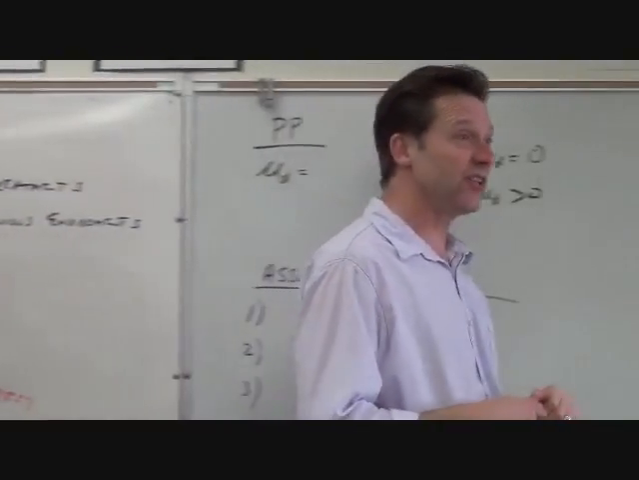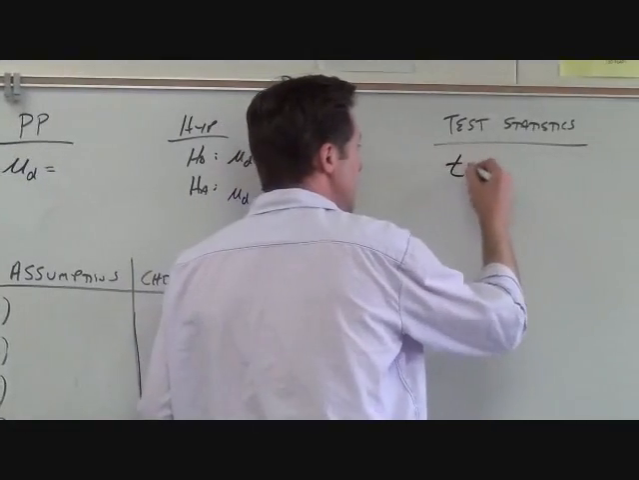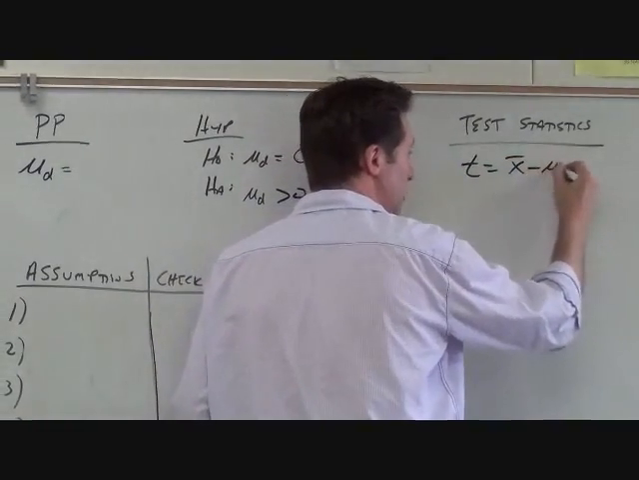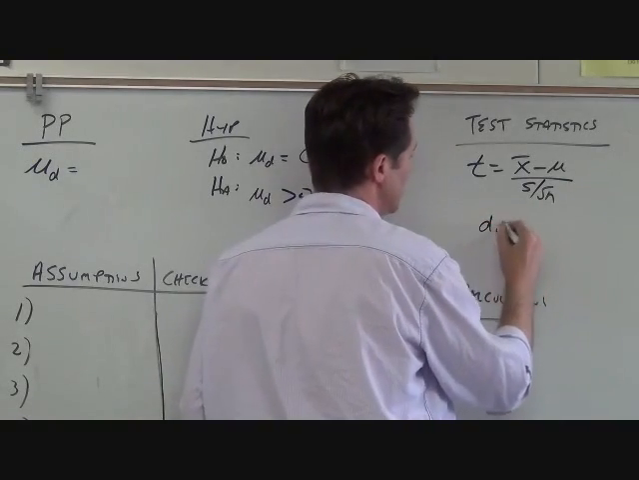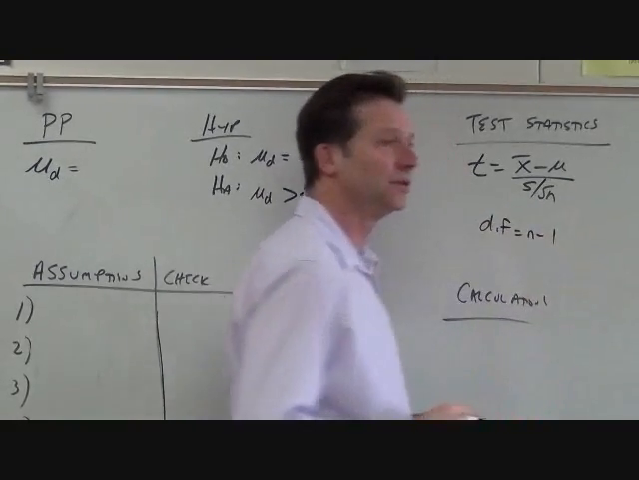All right, test statistic. Not much going on here. T is equal to x bar minus mu, over the sample standard deviation divided by the square root of n. Degrees of freedom is still n minus 1.